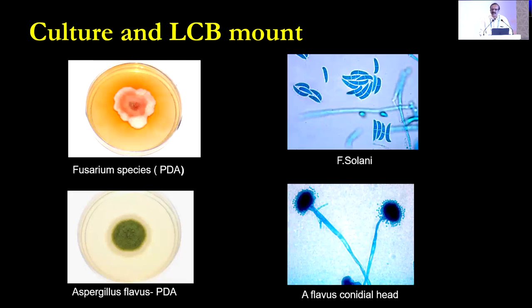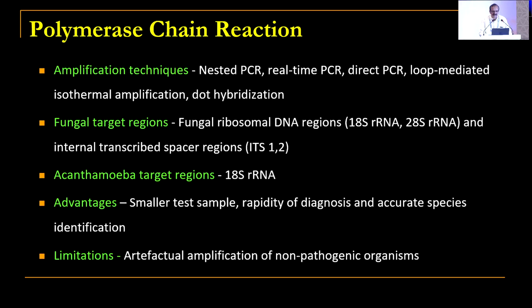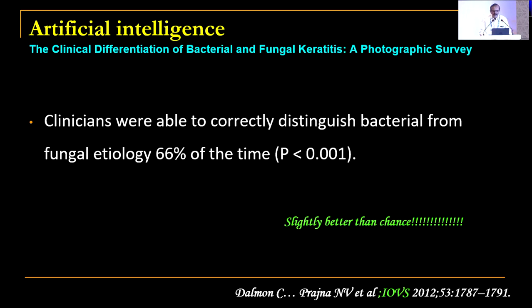Adding to the complexity is the north-south divide. In the north, it is mostly Aspergillus, and in the south, it is mostly Fusarium. And the treatment for Fusarial keratitis and Aspergillus keratitis may be slightly different. So PCRs are recommended, not really required for each and every case, only if you don't have answers from your culture and smears.